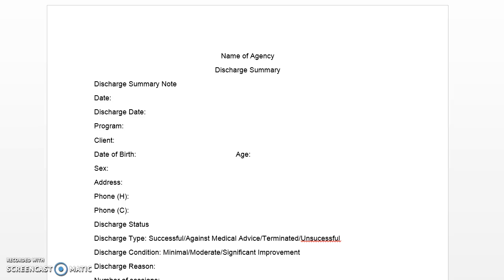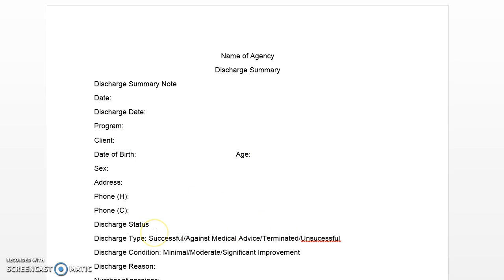So your final treatment assignment will be completing the discharge summary, which happens obviously at the end of treatment. So as you can see, discharge summary note, you'll put the day, today's date, the date that the client discharged from treatment, what type of program they were in, client's name, date of birth and age, their sex, their address, their home and cell phone numbers. So that's all their identifying information.